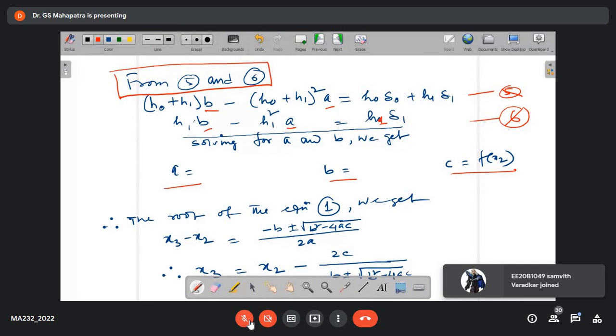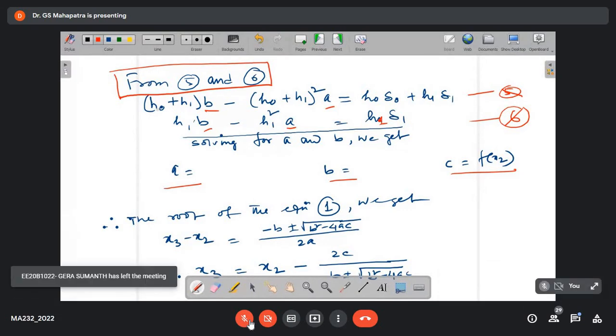Very simple. Why are you taking so much time? You are solving two equations in two unknowns. Just multiply the second one by h naught plus h1 and the first one by h1. You will get the value of A. So solving for A and B, we get, I will write then.